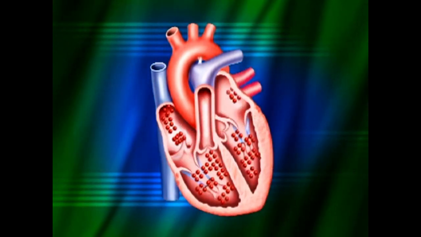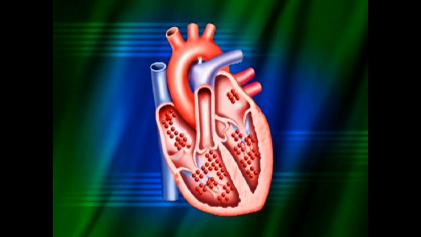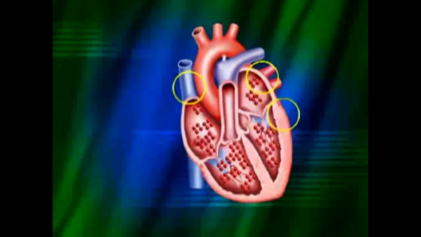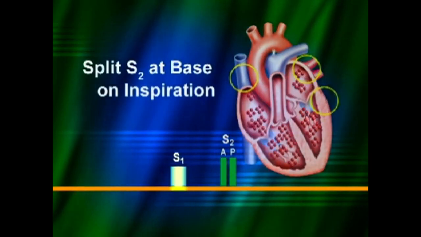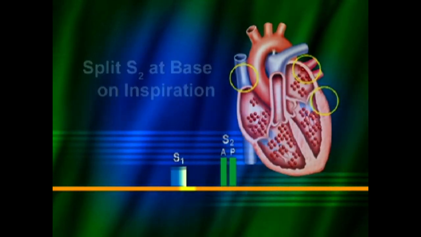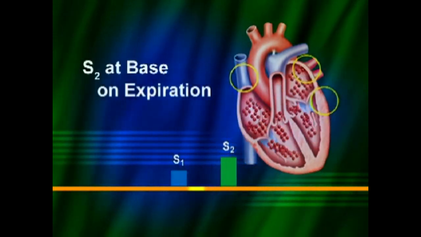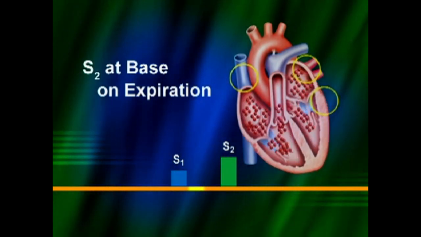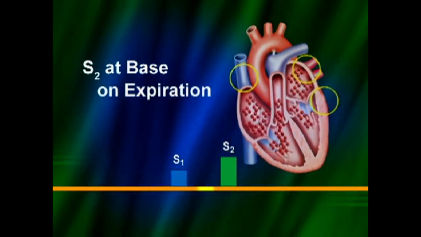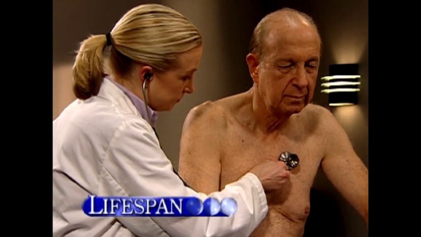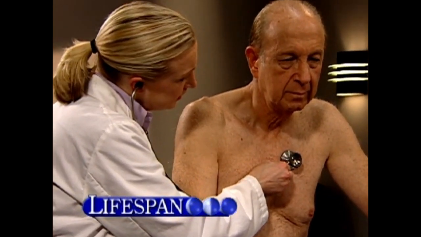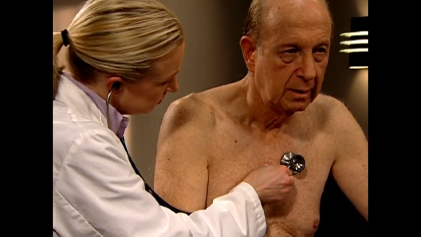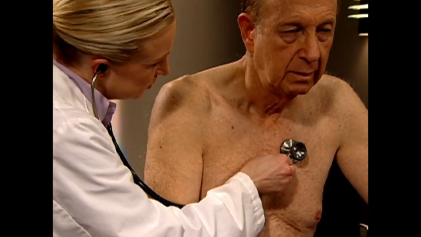Because S2 is affected by respiration, listen at the base for it to split into aortic and pulmonic components during inspiration. With expiration, expect a physiologic split sound to merge back into one. Splitting is relatively difficult to hear in older patients, possibly because aging tends to increase the antero-posterior diameter of the chest.